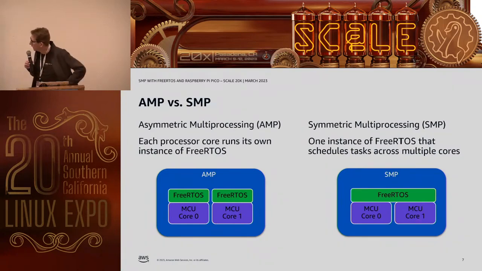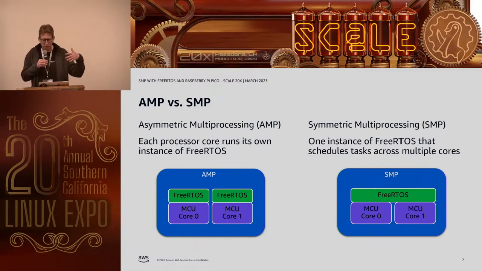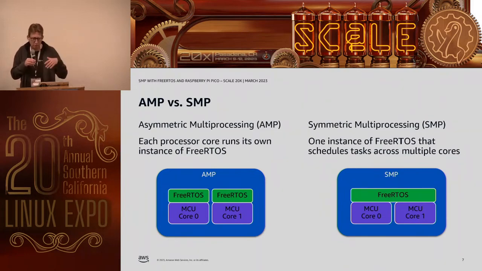So in the diagram here, you can see that we have two instances of FreeRTOS, each dedicated to their own processor core, and they communicate through things like IPC. There's message buffers or queues that you can set up in FreeRTOS so that you can communicate between tasks across those cores, and that's how you would manage that.